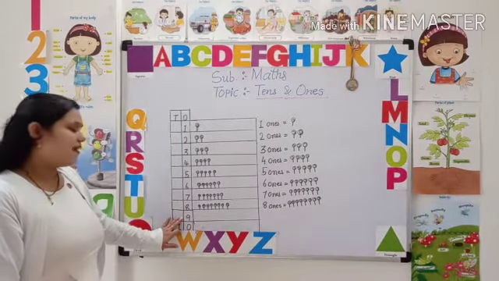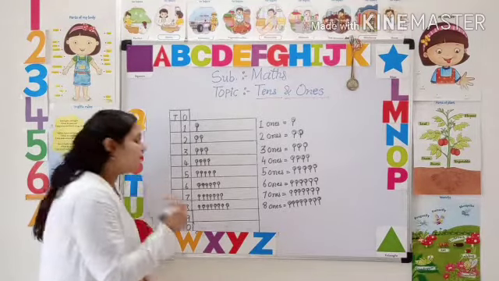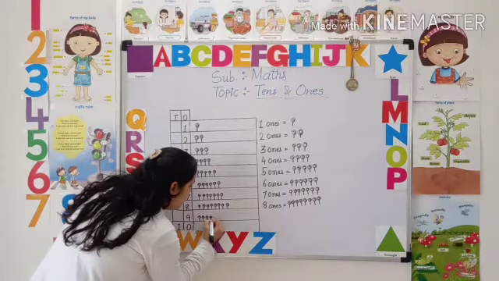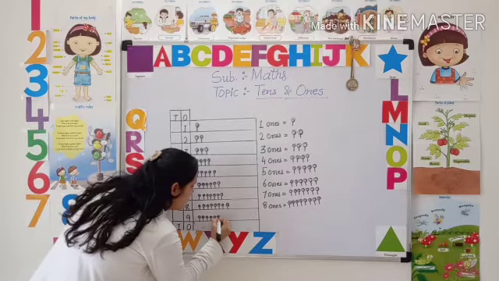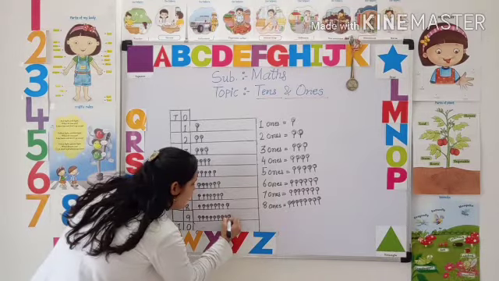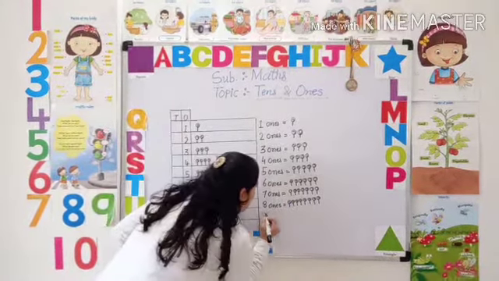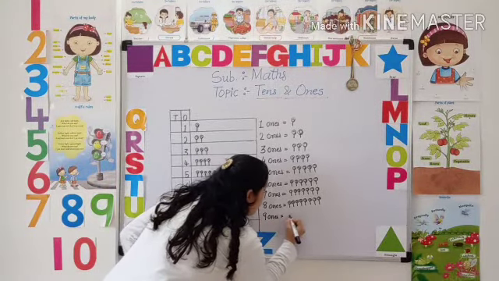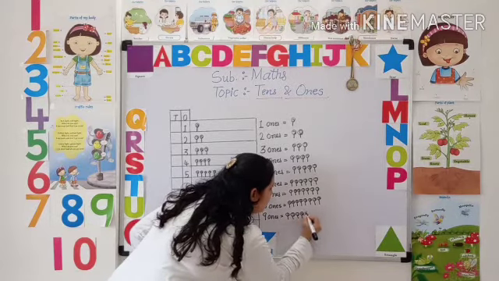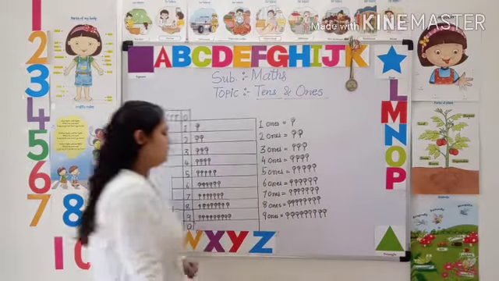Now, this is number 9. So, we will make here 9 lollipops. 1, 2, 3, 4, 5, 6, 7, 8 and 9. 9 ones mean 9 lollipops.